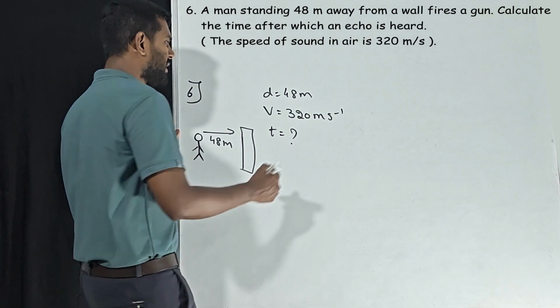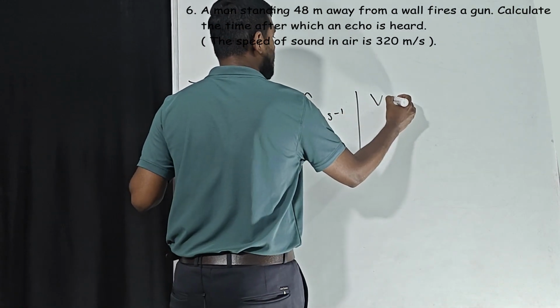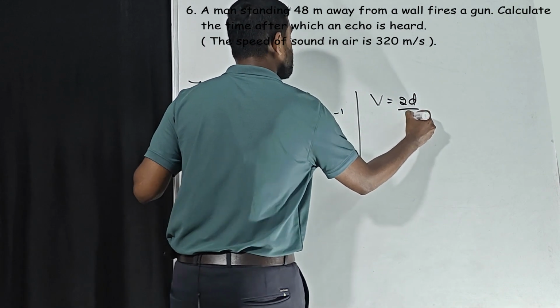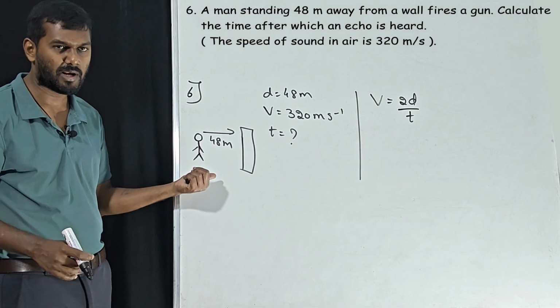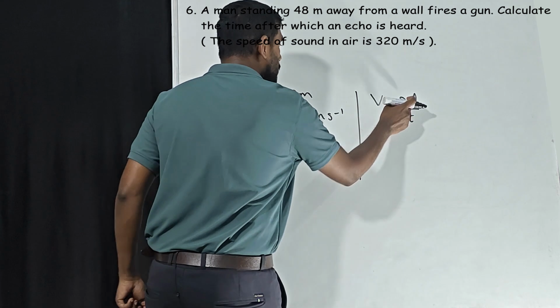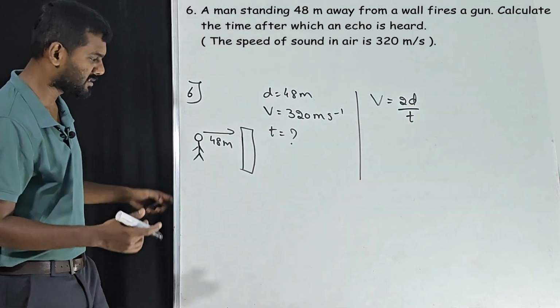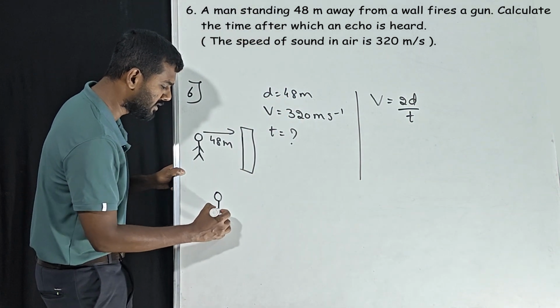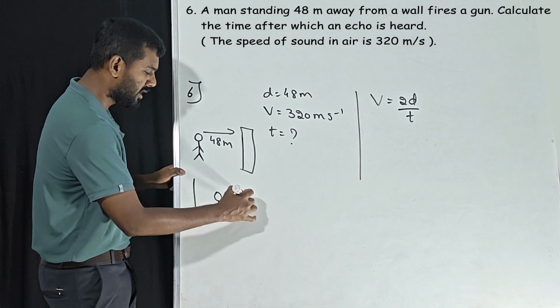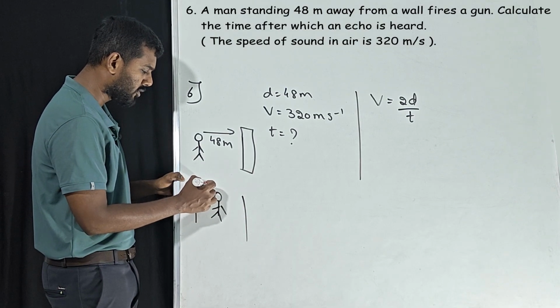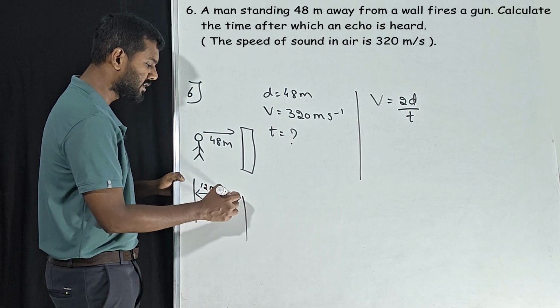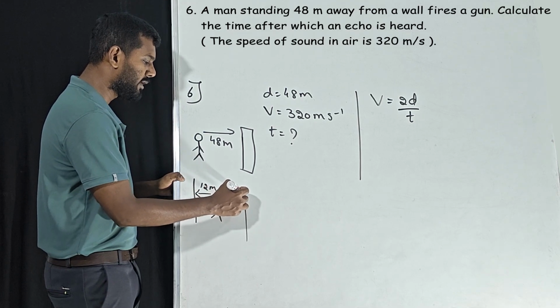Okay, now the same formula, v is equal to 2d by t. See, in this case, we are definitely going to hear an echo, correct? So that's why it is 2d by t. In some cases, assume a person, I'll give this one as an example. Assume there are two walls, and here the distance is 12 meters, and here the distance is 21 meters.